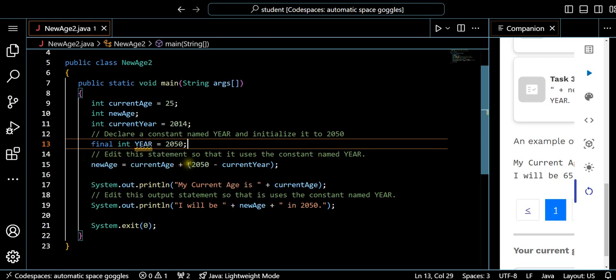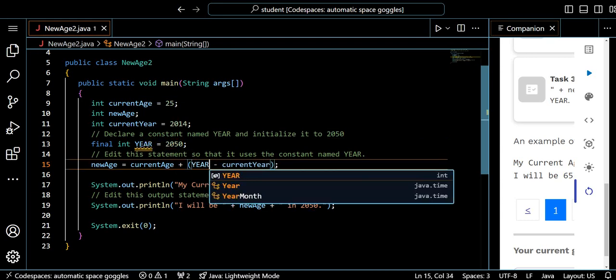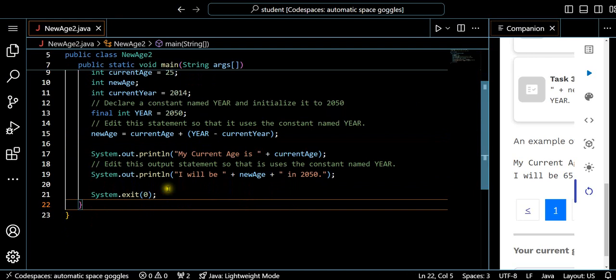Now we're going to modify this. newAge equals currentAge plus YEAR minus currentYear. We're going to turn this into the constant. Right? So we don't need 2050 anymore because we initialized it to YEAR, but we're going to have to use all caps. Remember, it asked us to do that. And then next, edit this output statement so that it uses the constant name YEAR. So for one, when we change that 2050 to YEAR, we'll do the same thing here.